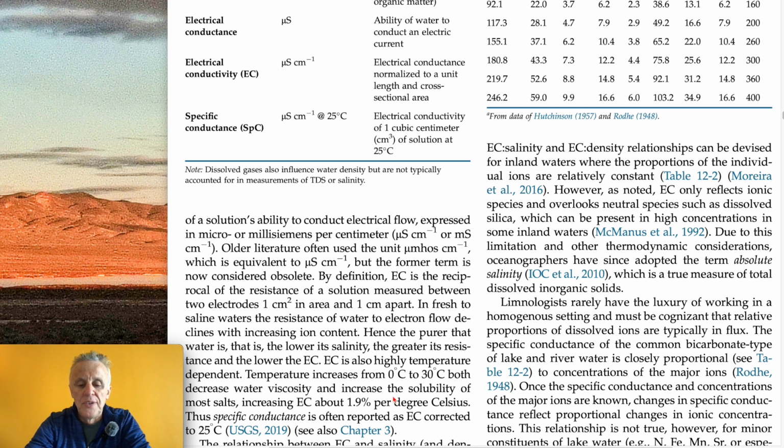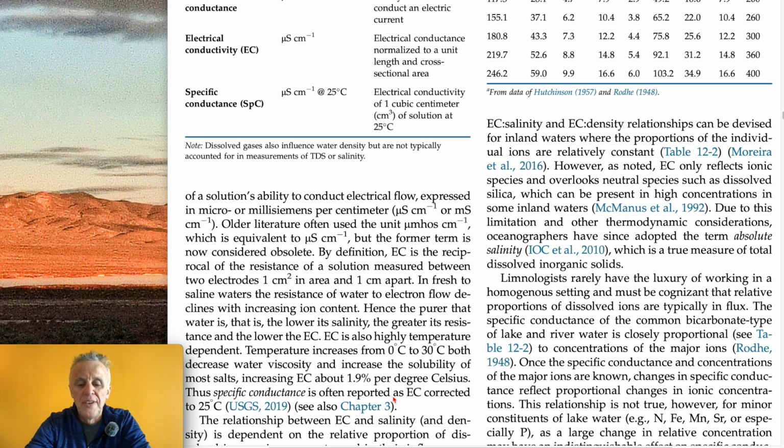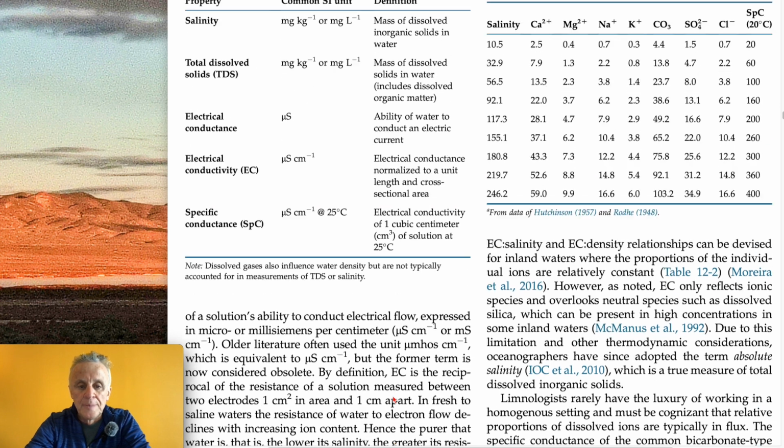Temperature increases from 0 to 30 degrees C both decrease water viscosity and increase the solubility of most salts, increasing EC about 1.9% per degree Celsius. Thus, specific conductance is often referred to as EC corrected to 25 degrees C.